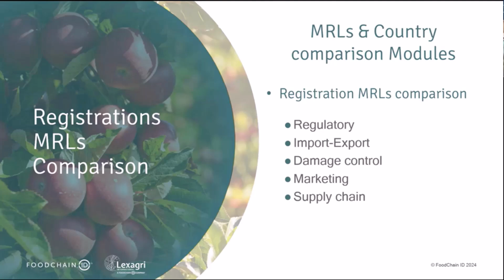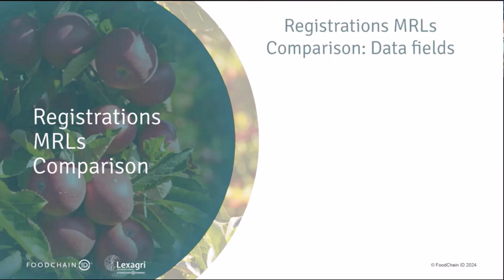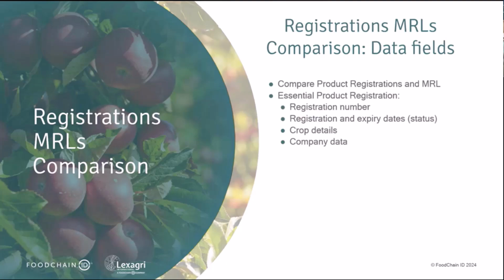As mentioned, this is the most powerful module available in Homologa, allowing users to compare in one place MRLs and registrations. All results will include specific product information such as registration number, relevant dates including registration and expiration dates, full details about crop information and company data.